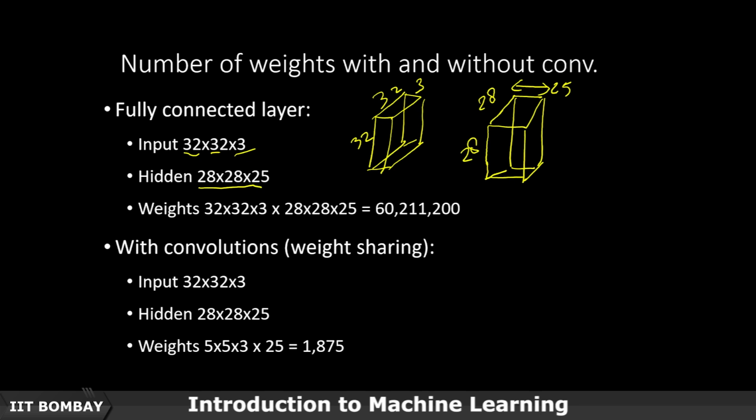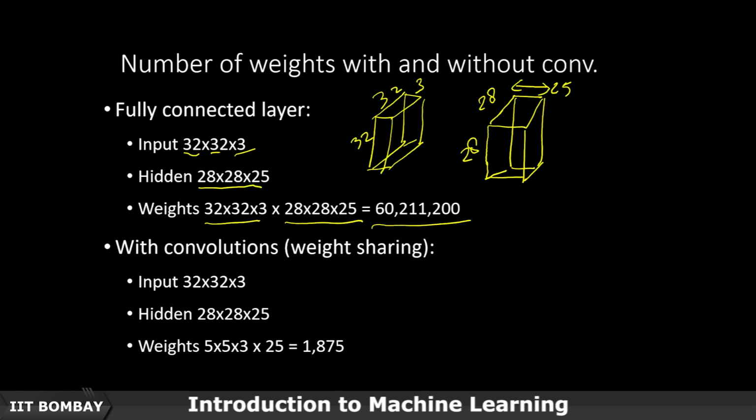If all of the inputs were connected to all of the outputs, the number of weights we would need is 32 by 32 by 3 times 28 times 28 times 25, which is around 60 million weights. That is a huge number of weights to be calculated. The advantage of having so many weights is that you can have a separate feature detector for any location. But that's not how mammalian vision works. We detect the same features again and again, and to detect a feature we look at only a small neighborhood. That is basically what convolution is about.